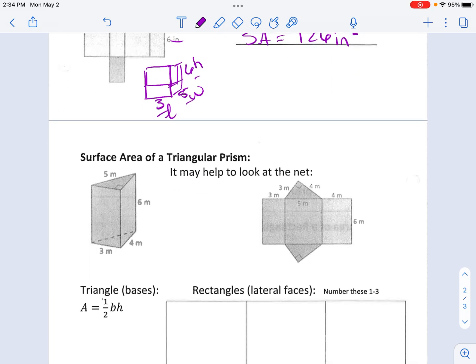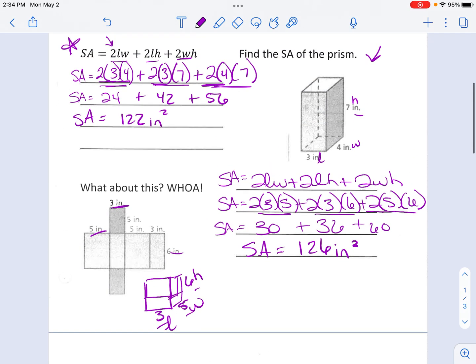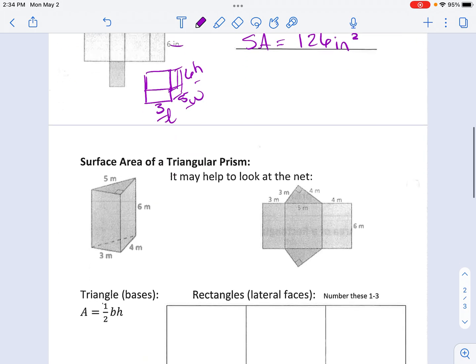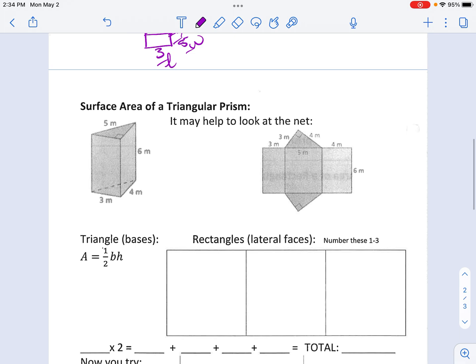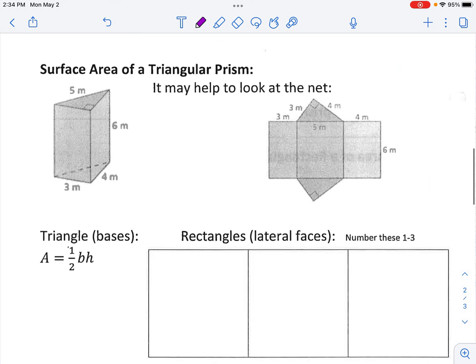So those are rectangular prisms. On the back, now we're going to go to triangular prisms. We name the shape by its base. Remember, the base is what it's sitting on. So if you look down here, it is sitting on a triangle.